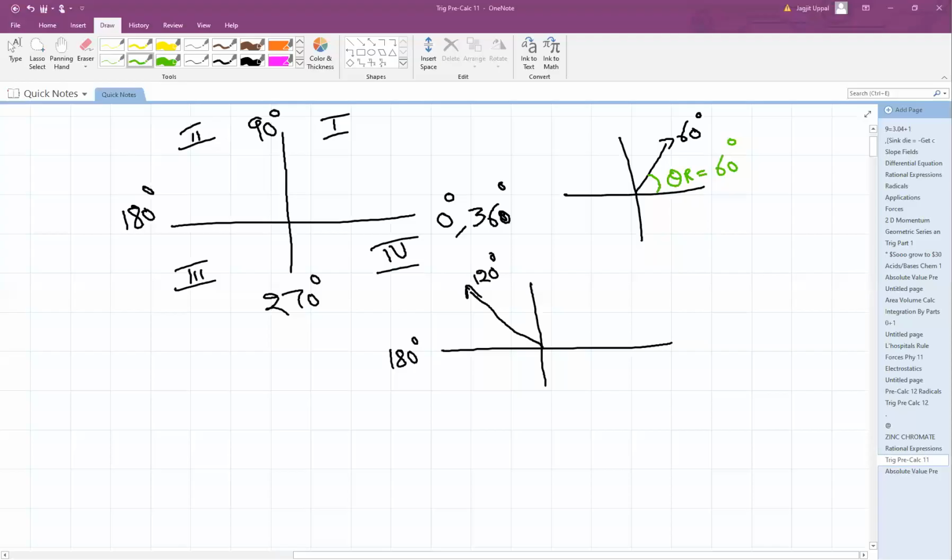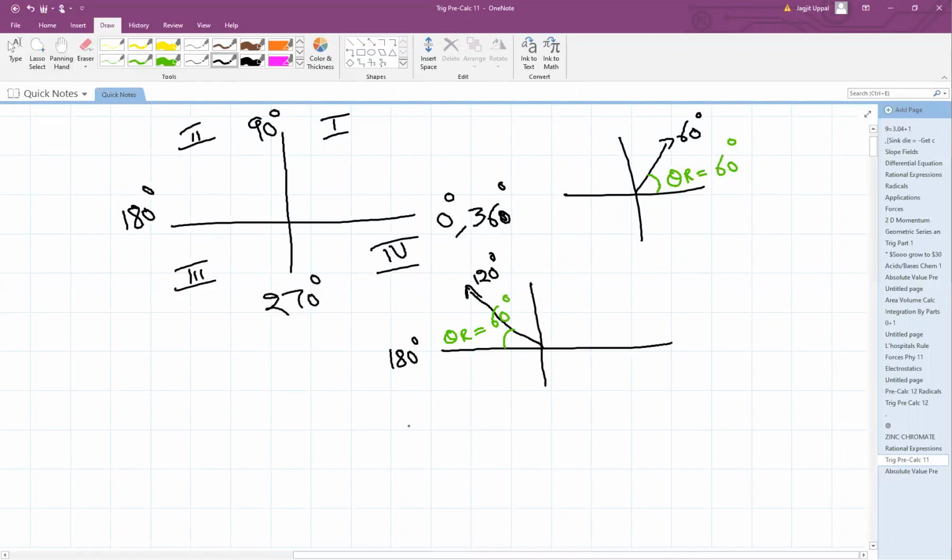Okay, can you guys see the screen now? Yeah. Okay, so this is 120, this is 180. The reference angle is the angle that it makes with the nearest x-axis. This one right here. And that is just going to be 180 minus 120. So you see from here to here, it's 120. All the way, it's 180. So this is just 180 minus 120, which is 60.